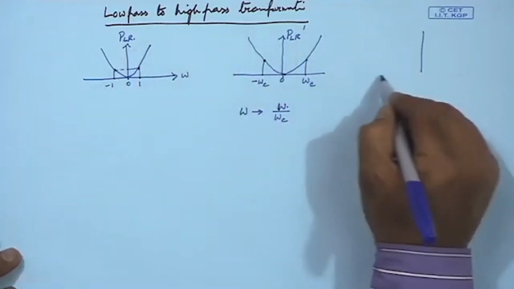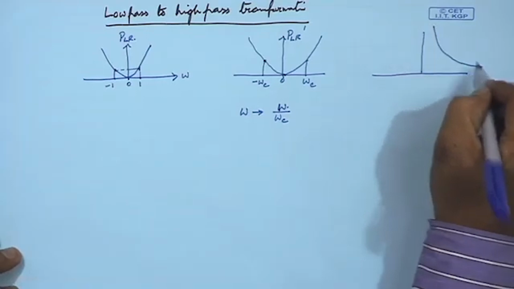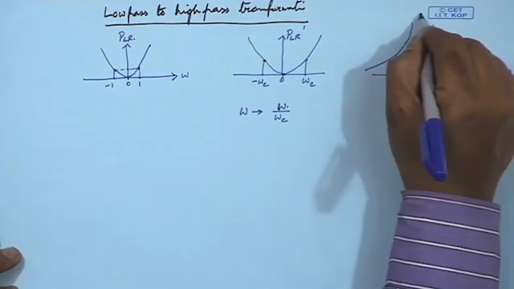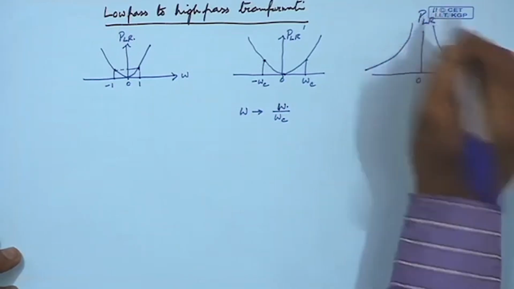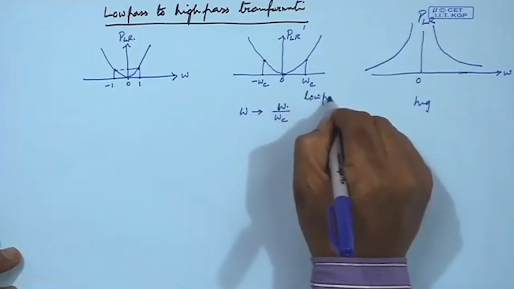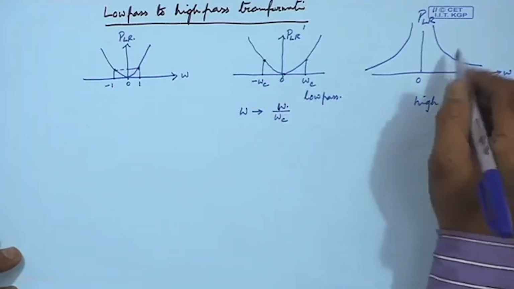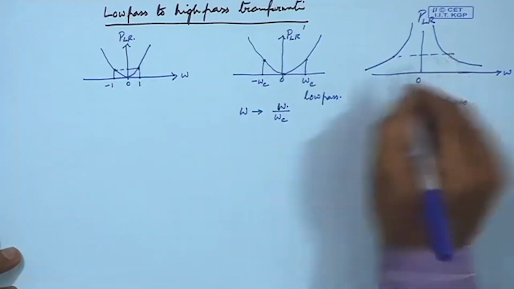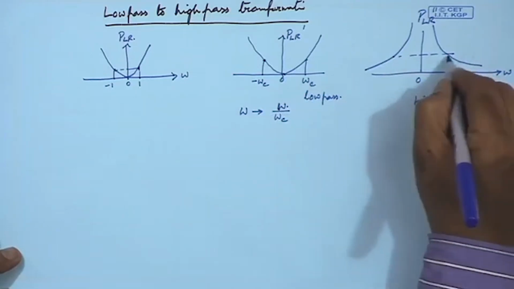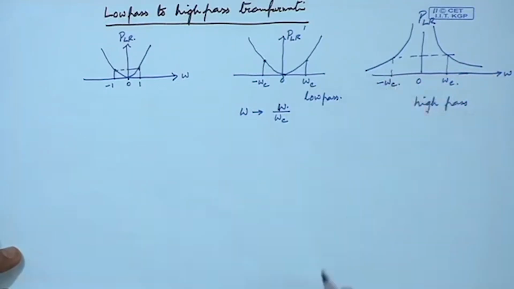That means what we want? We want high pass, which means the PLR should be like this, where this is our omega and this is the new PLR, you can say double dash, for high pass. This was still low pass with a changed omega c, but this is high pass. Suppose this is my level of tolerable thing in the pass band, and this is my omega c and this is my minus omega c.